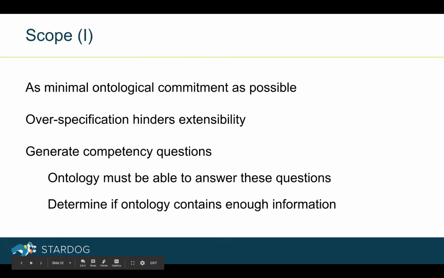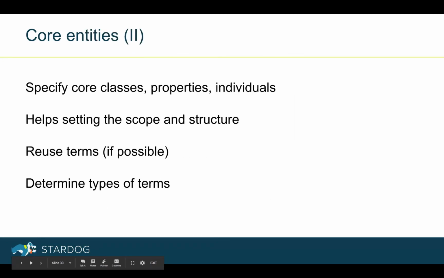It's a good idea to stay general while making sure that your ontology is specific enough to cover all the use cases. You do this by generating competency questions that your ontology must be able to answer. In short, keep the scope limited and general while ensuring that it will accomplish what you're setting out to do in the first place. Next up, we need to determine our core classes, properties, and individuals.